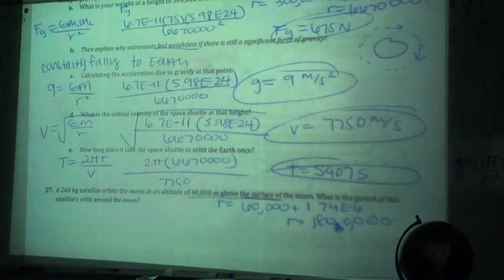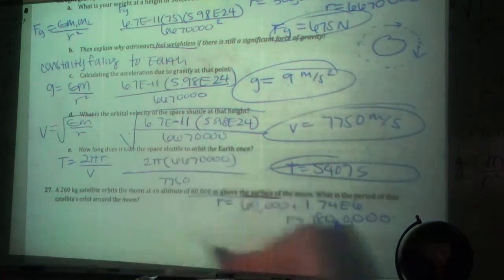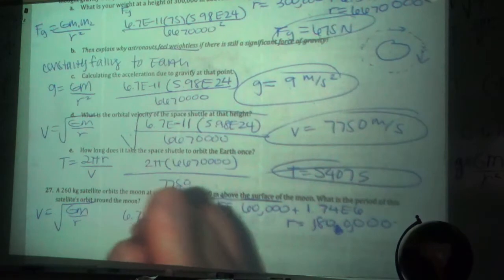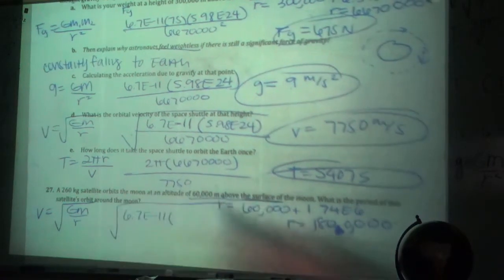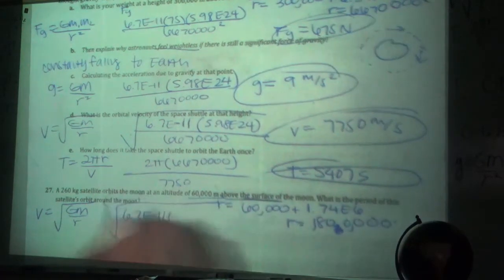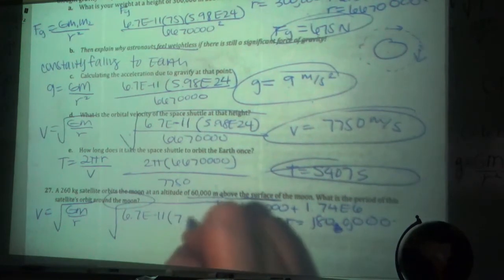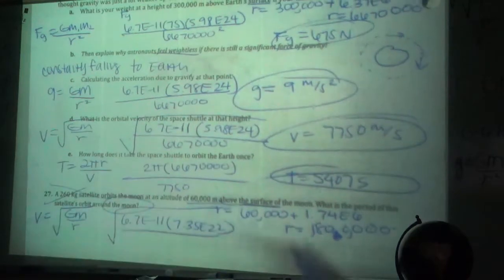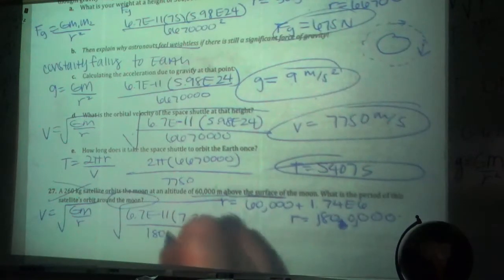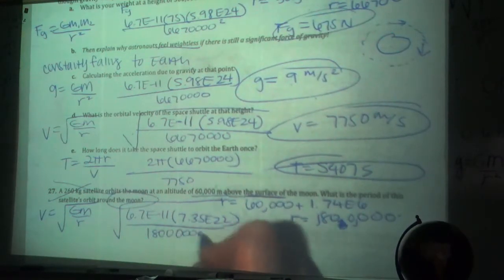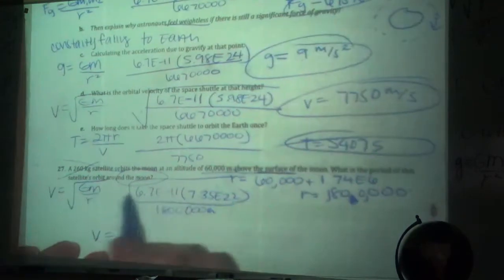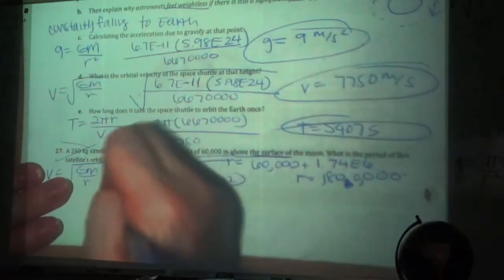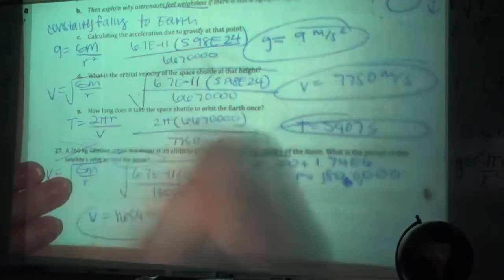And then looking for period. To find period, the 2 pi r over v, I would need velocity first. So I'm going to plug into my velocity equation. And we want to use the mass of the thing that it's going around. It's going around the moon, so we'll use the mass of the moon, the 7.35 e22. The mass of the satellite doesn't affect the velocity or the period. And then plug in your r, so square root of G times mass of the moon over this radius, and you get 1654 meters per second for your velocity.